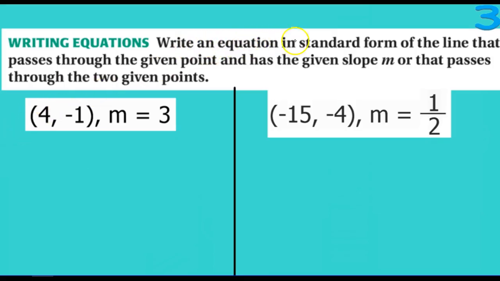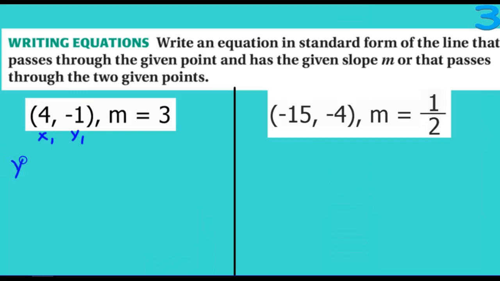Alright, this says write an equation in standard form of the line that passes through the given point and has the given slope m, or that passes through the two given points. Well, here I have a point and I have a slope. Just by saying that, it told me that I have a point x1 and y1 and a slope of 3. So I can write it first in point slope form.